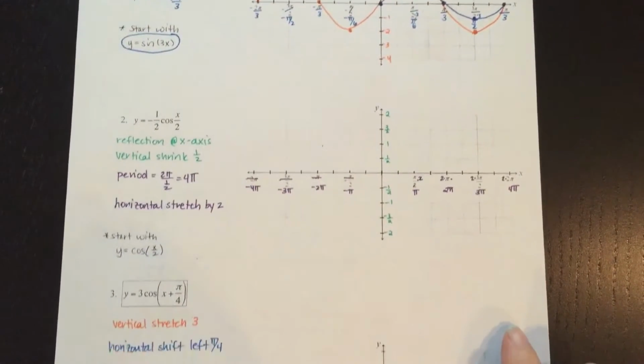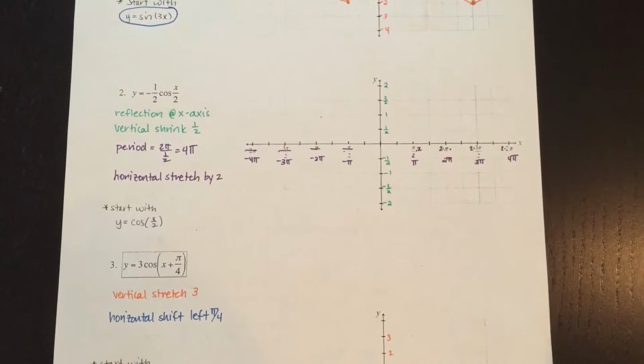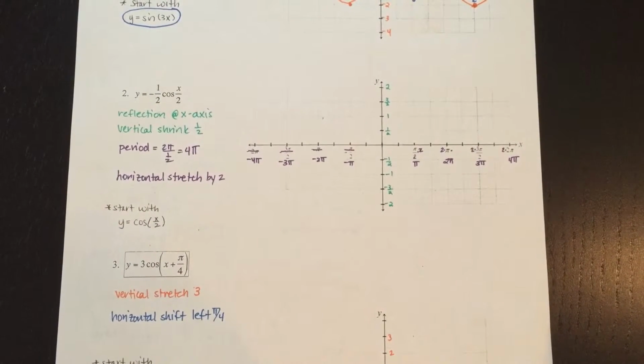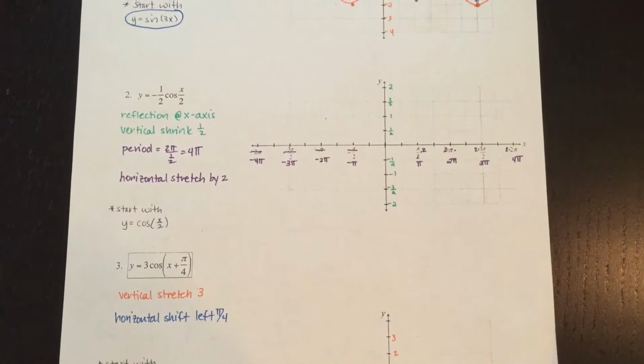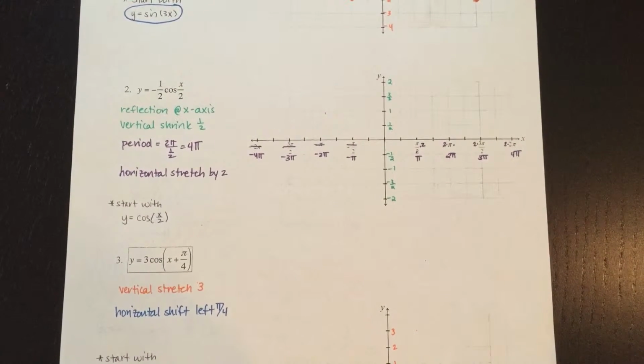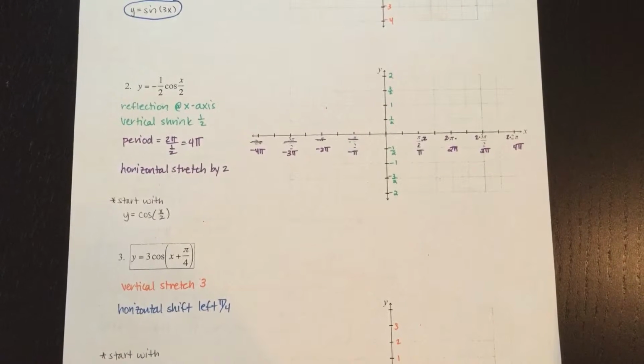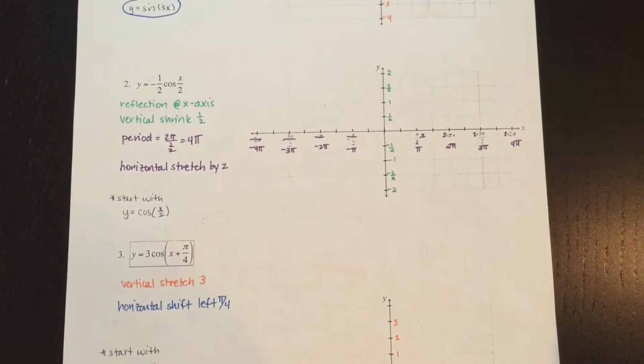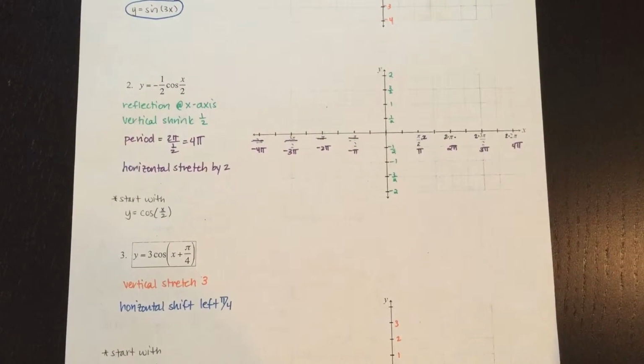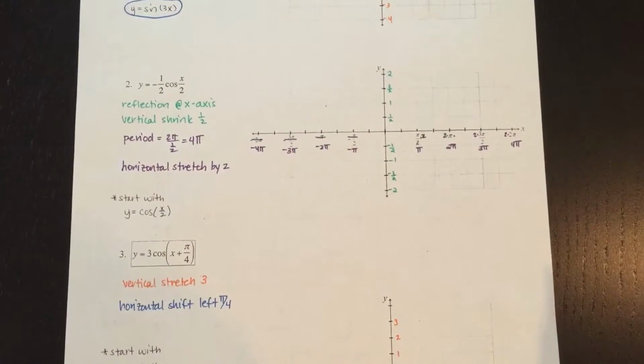So for the second one, let's take a look and see what has to happen here. So here we have -1/2 cosine x over 2. So a couple things are happening: a reflection across the x-axis, a shrink of 1/2, a period of 2 pi divided by 1/2, which simplifies to 4 pi, and a horizontal stretch by 2.